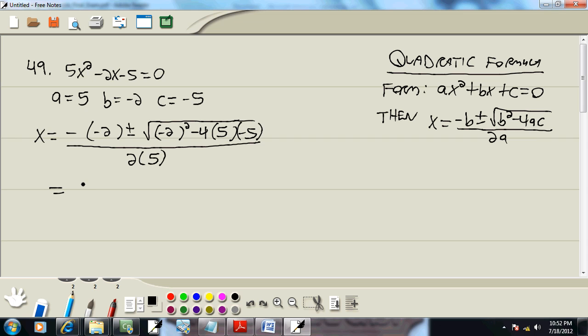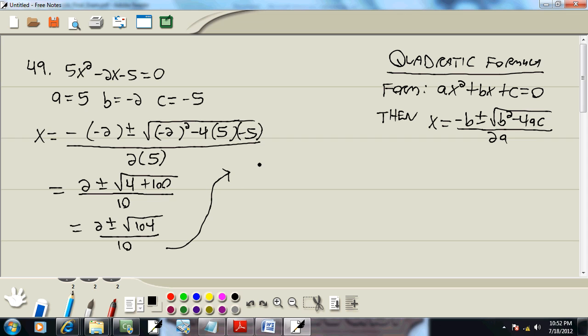Now here we got a negative negative, so that becomes a positive 2, plus or minus. Negative 2 squared is 4. Negative 4 times 5 is negative 20, times a negative 5 gives us a positive 100. And 2 times 5 gives us 10. So we got 2 plus or minus, square root of 4 plus 100, which is 104, over 10.